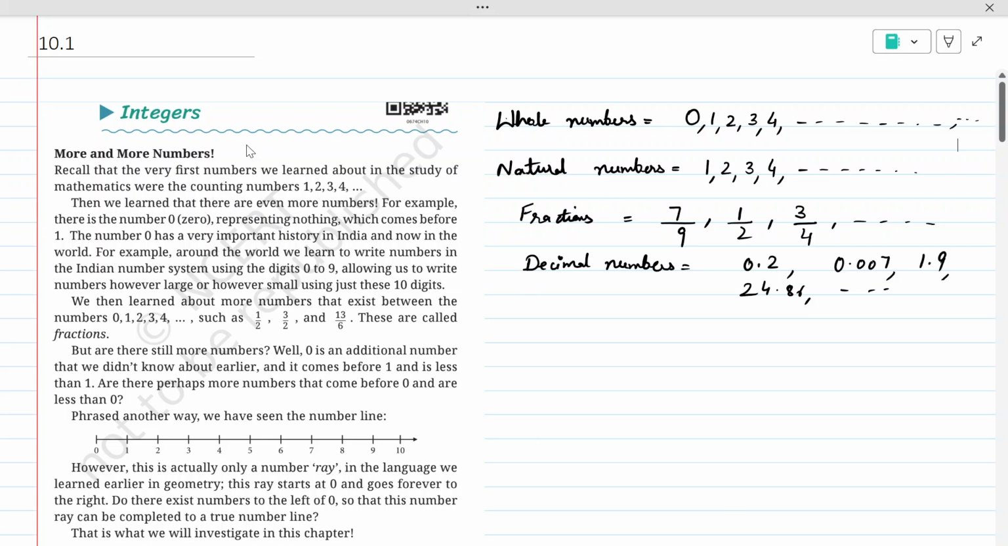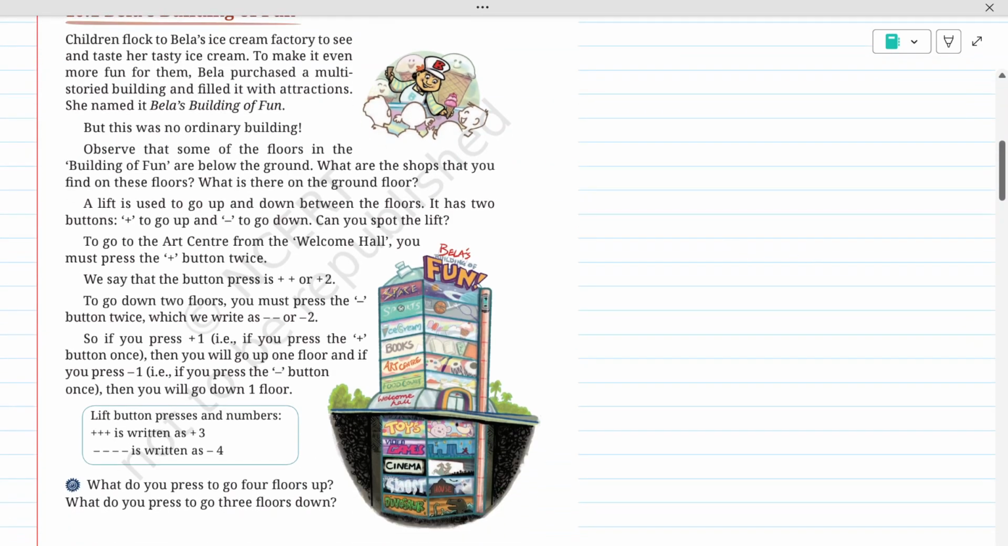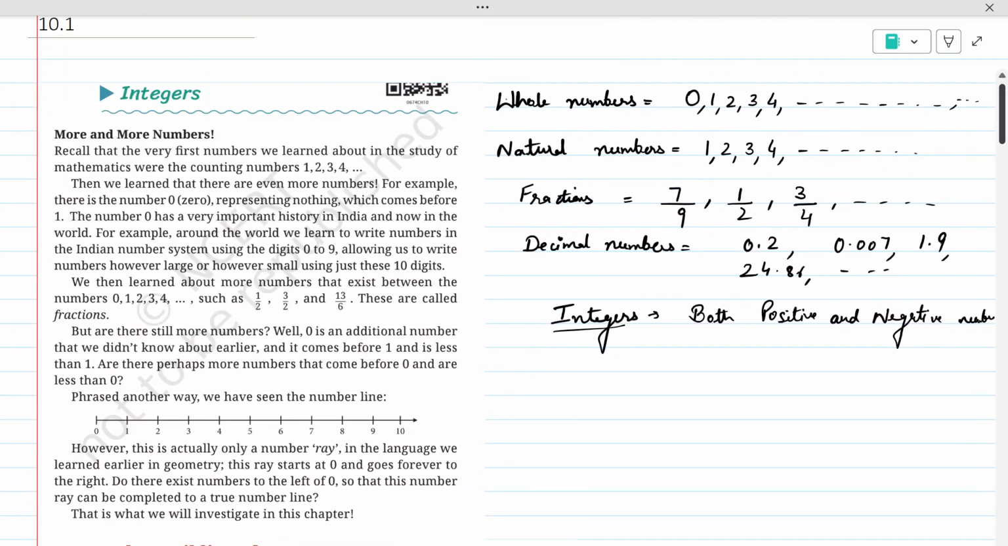Now, as a part of this chapter, we are going to learn about integers. Okay. So integers. So kids, what are integers? Integers are the numbers which include both positive and negative numbers. So it includes both positive and negative numbers.